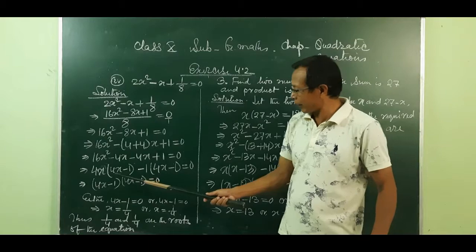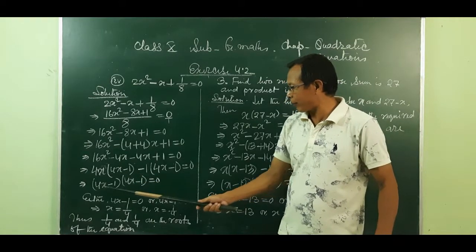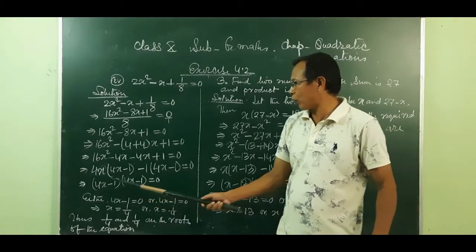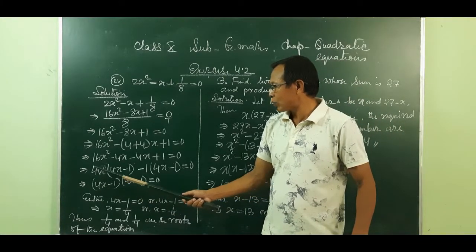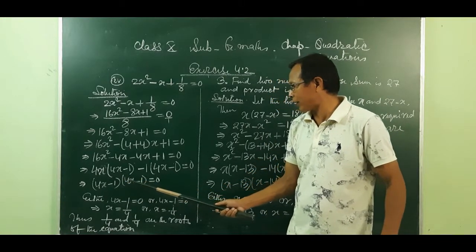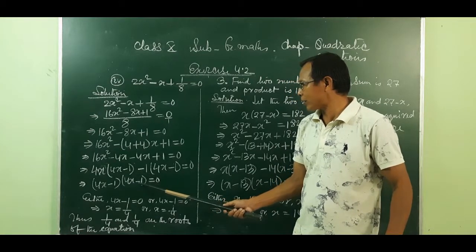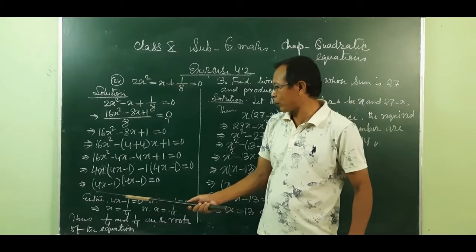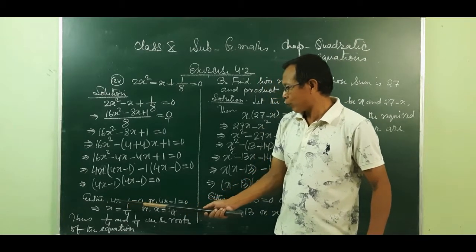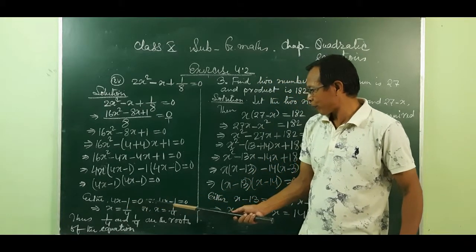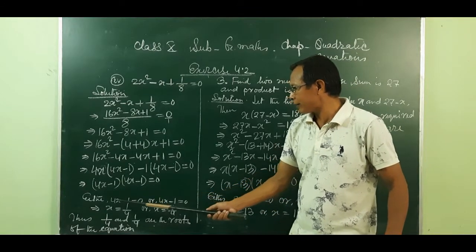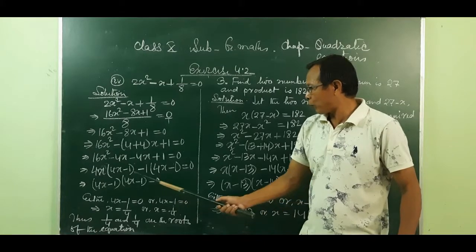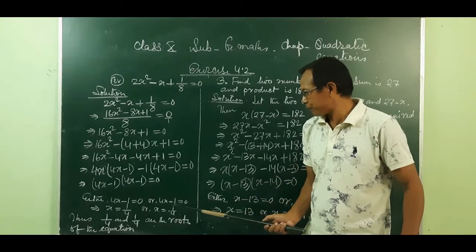So now we take common again. 4x minus 1, I'm writing here, 4x minus 1 also here, 4x minus 1 over here. So 4x minus 1 I'm taking common. So here how much remains? 4x I'm writing here. Minus how much remains? 1 I'm writing here. So next step is what to do? I have to write either 4x minus 1 equal to 0, separating, or 4x minus 1 equal to 0.